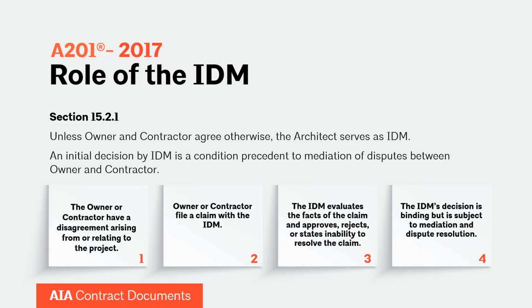So number 3, the initial decision maker evaluates the facts of the claim, and then they have 3 options. They can approve, they can reject, or they can state that they are unable to resolve the claim. In our experience, usually when IDMs are unable to resolve the claim, it's because they don't have enough information. So just make sure you provide them with enough information so they can do their job. And then number 4, after they receive the initial decision maker's response, the parties can say, okay, we either agree with that and we'll move forward, or that claim can be subject to mediation or dispute resolution, which I'll talk about here briefly over the next couple of slides.